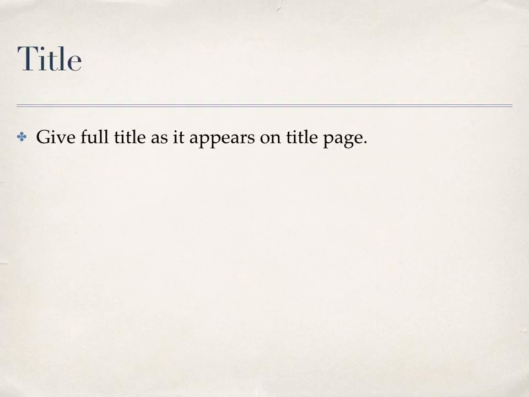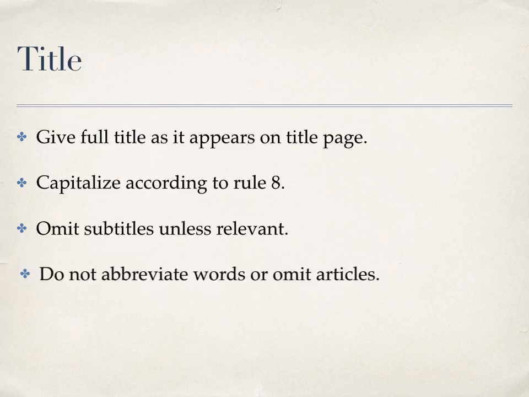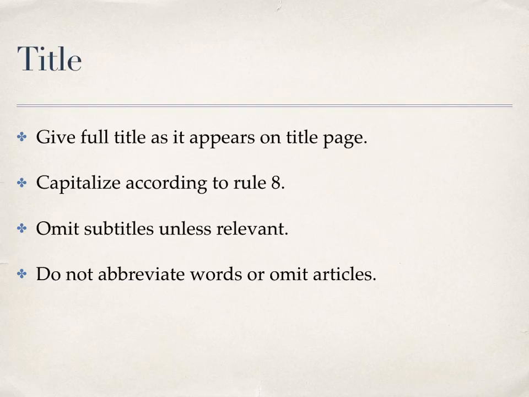The next component of your cite is the title. You're going to give the full title of the book as it appears on the title page. You're going to capitalize according to Rule 8, but omit subtitles unless otherwise relevant. Do not abbreviate words or omit articles like a, an, or the in the title. And remember to underline or italicize the title.